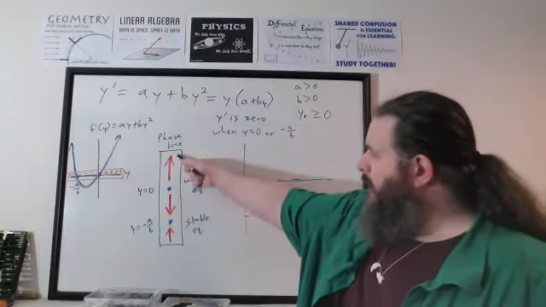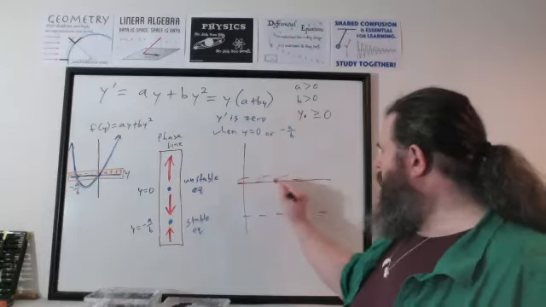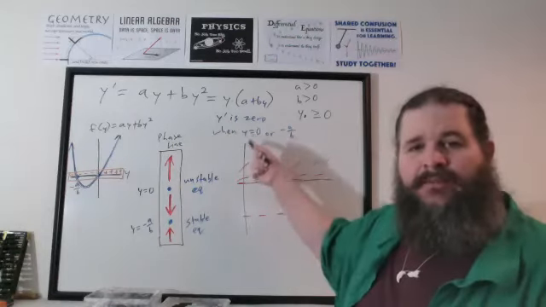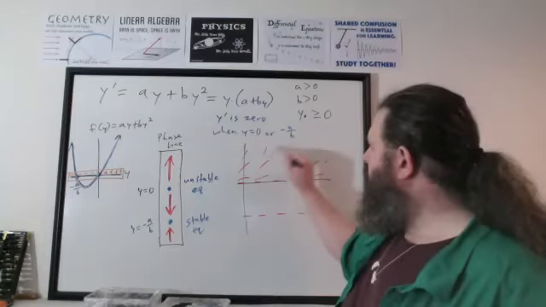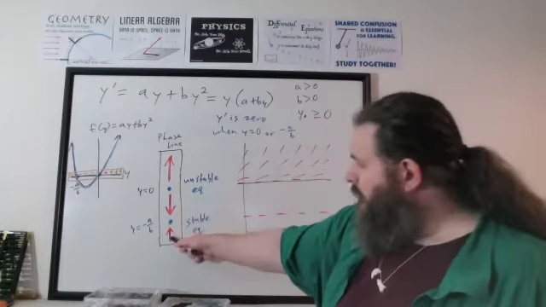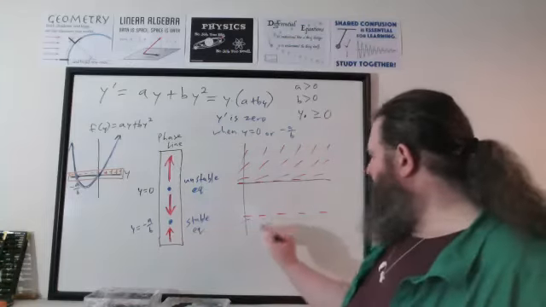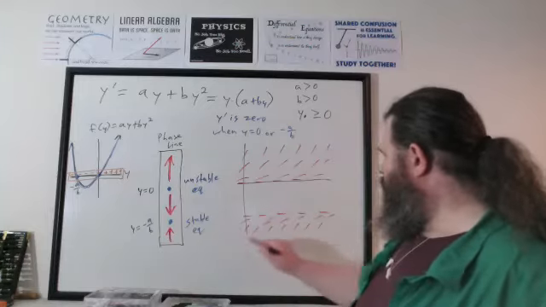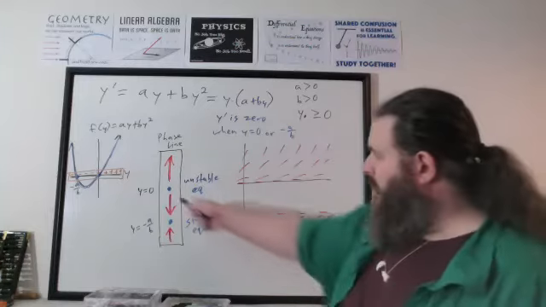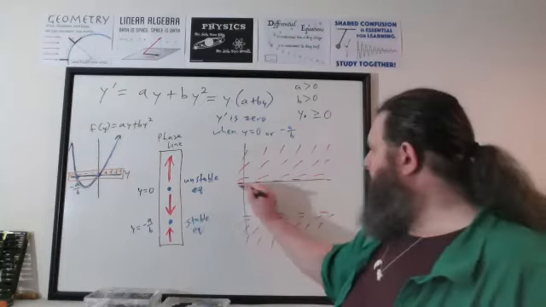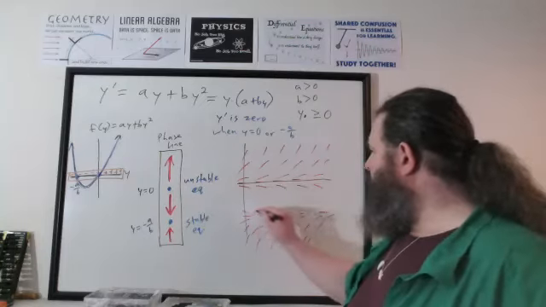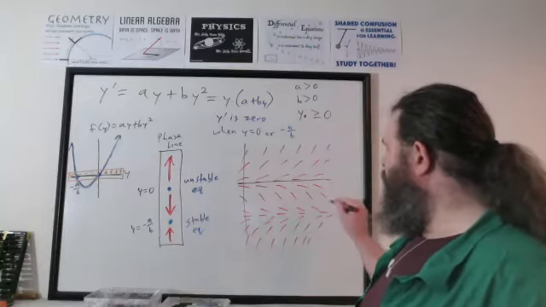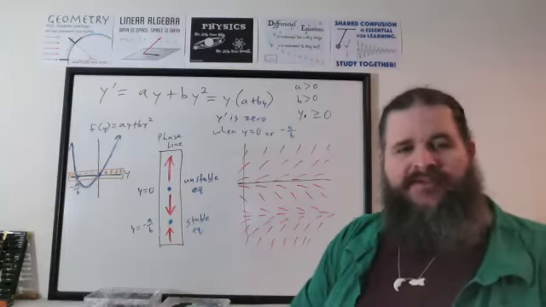Positive slope if we're above y equals 0. Presumably starting off just a little bit positive and then getting steeper and steeper as we get further from equilibrium. Also positive below negative a over b in the same sort of way. And then negative slopes in the in-between zone. Again, presumably fairly flat if we're near equilibrium, and then getting steeper if we're further from equilibrium. So there's our direction field.